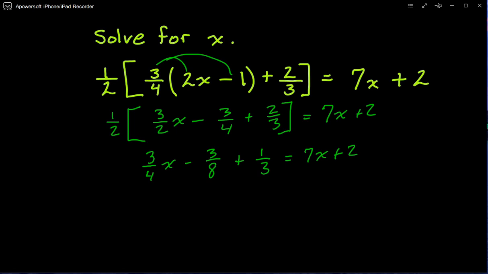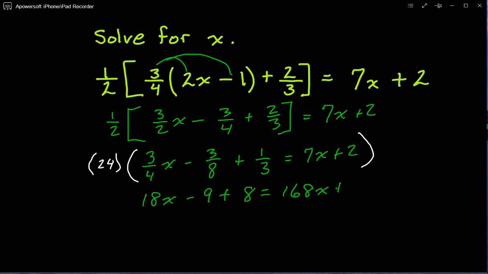We have now gotten rid of all of the grouping symbols, which means we can multiply the whole equation by our common denominator. Now our denominators are 4, 8, and 3, which means our least common denominator is going to be 24. So 24 times 3/4 is 18x. 24 times 3/8 is 9. 24 times 1/3 is 8. 24 times 7 is 168. And 24 times 2 is 48.